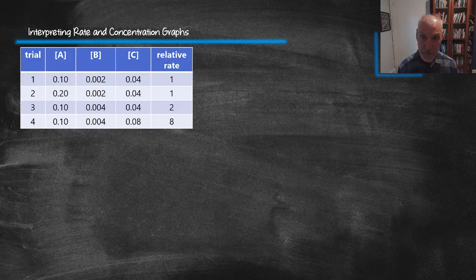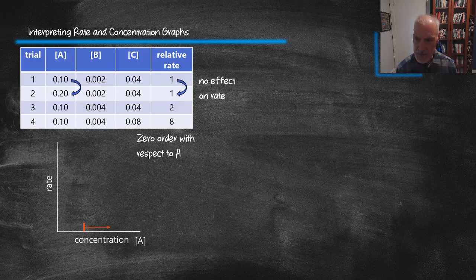Again, if I want to find the exponent for A, I just use the trials that have A changing. In this case, 1 and 2. I can see that I've doubled A, but the rate has remained the same. Hence, there's no effect on the rate by changing the concentration, and we would say that it's zero order with respect to A. Let's start by taking a look at what that would mean on a rate versus concentration graph.